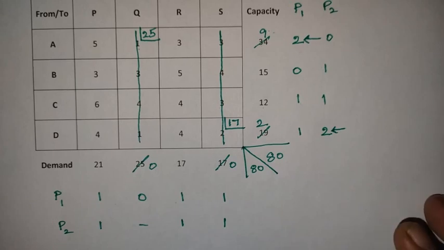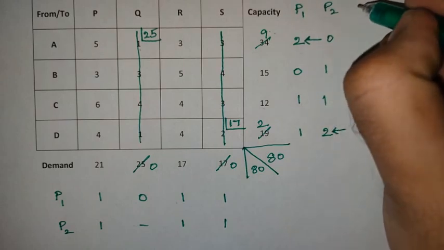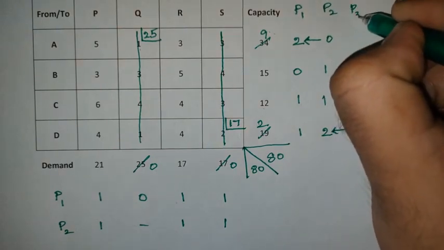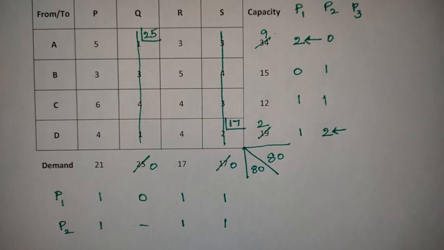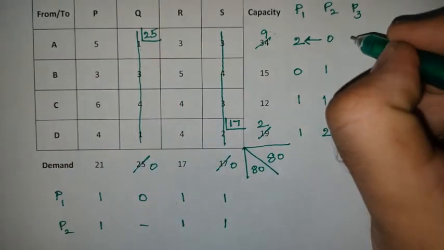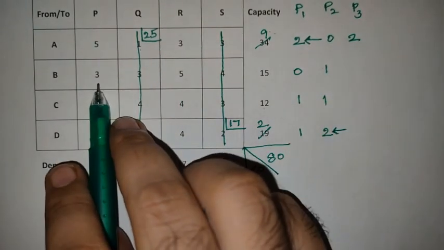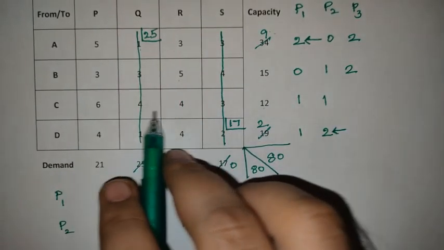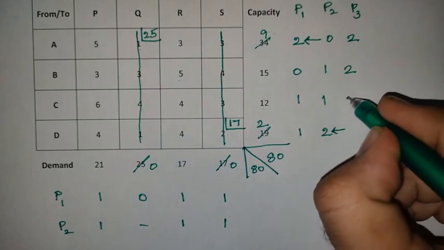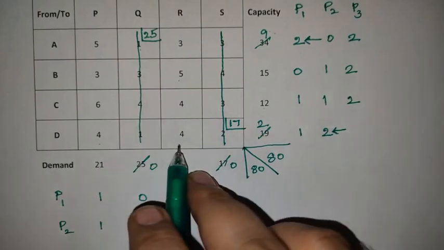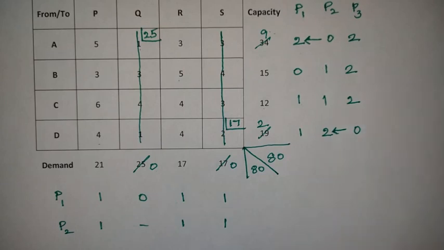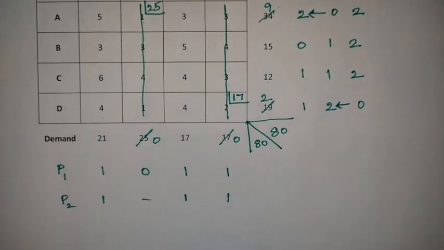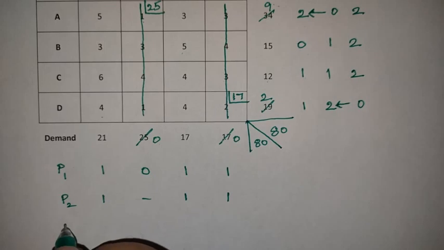Next, let us go for third iteration, P3. So let us find the third iteration of row penalties. Now what are the remaining values? 5 3. So what is the difference? 2. So next, here 3 5, what is the difference? 2. Here 6 4, so what is the difference? 2. Here 4 4, what is the difference? 0. Next, similarly, let us go for column, then P3.